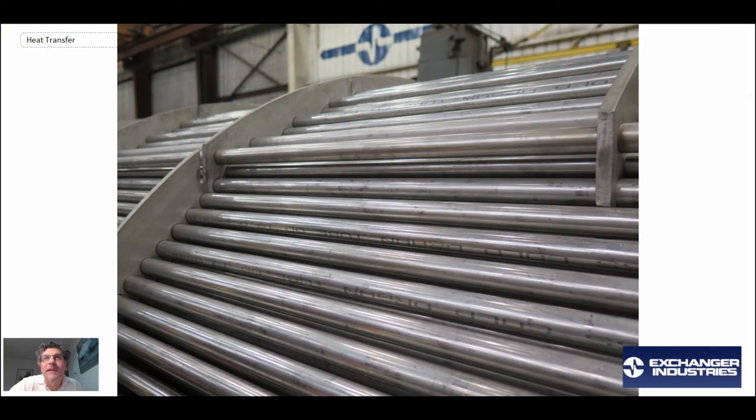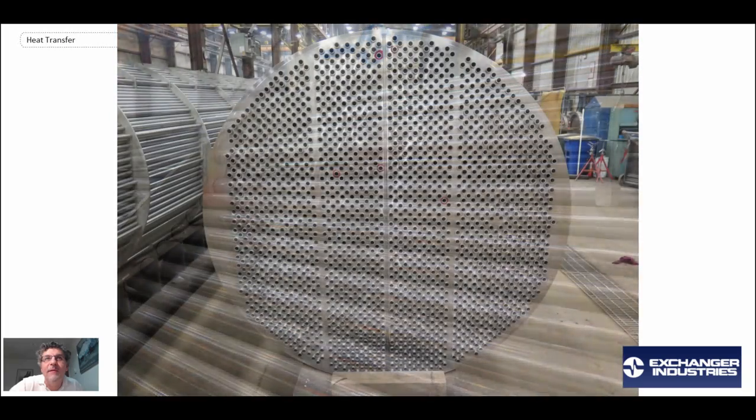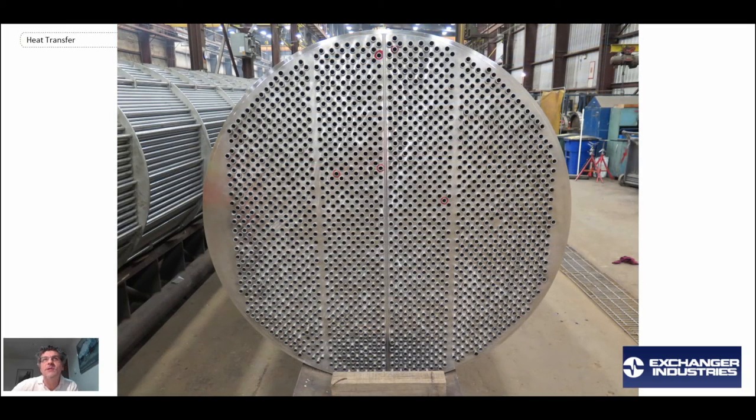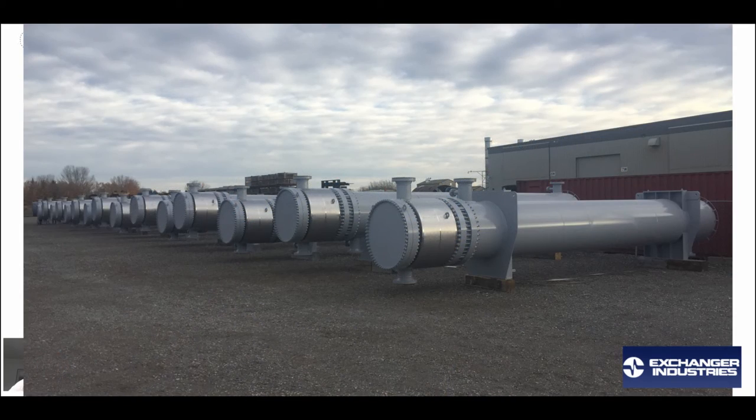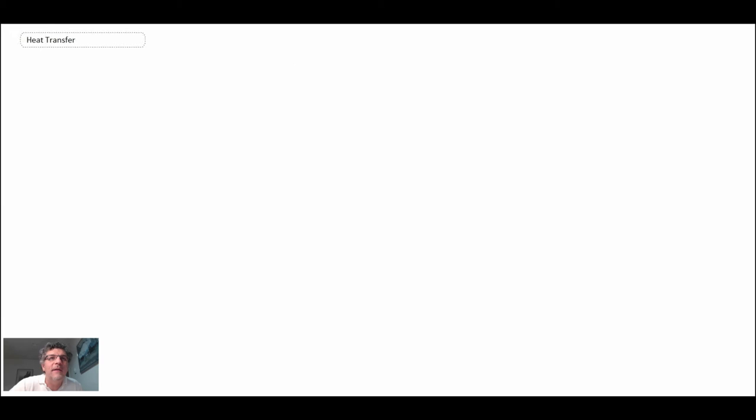You can see again there, that's a side view of the baffles. And then that's an end view of the tube sheet with all of the tubes coming out. And then when they're done, that's what it looks like. So that is a shell and tube heat exchanger when it is completed.